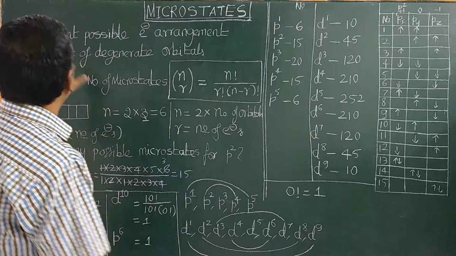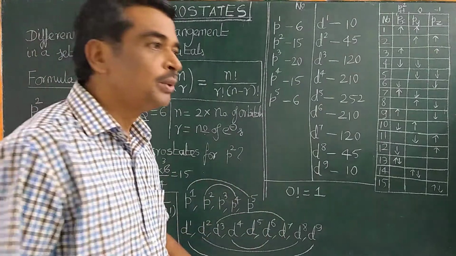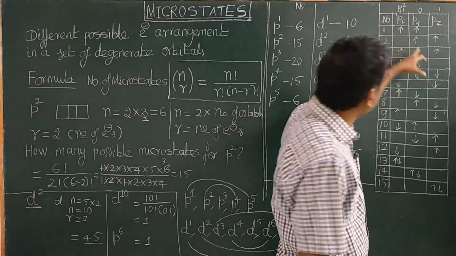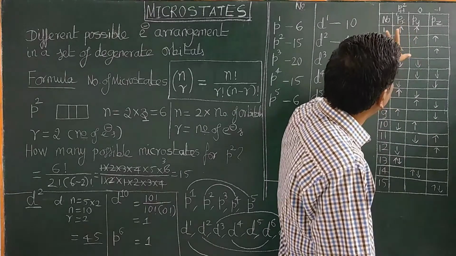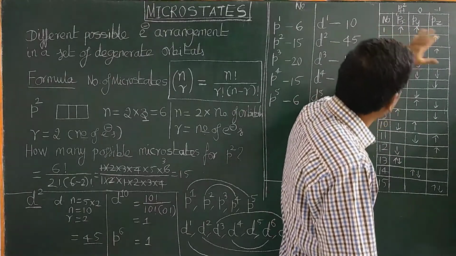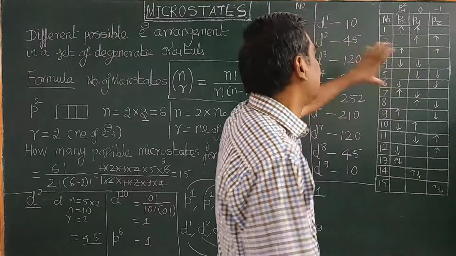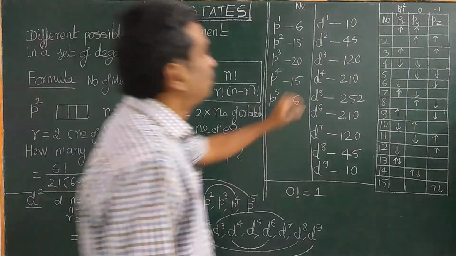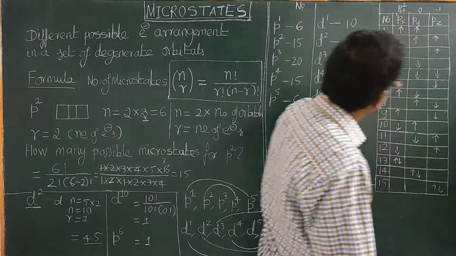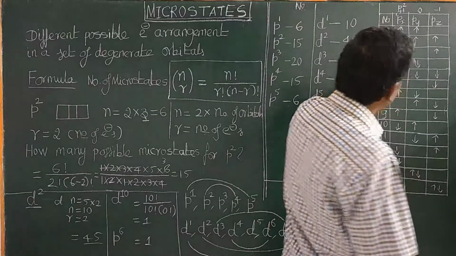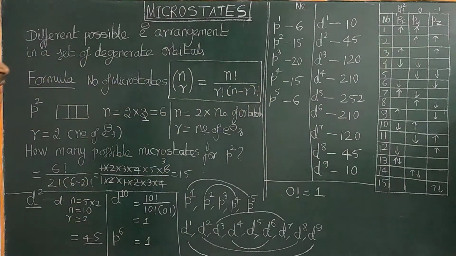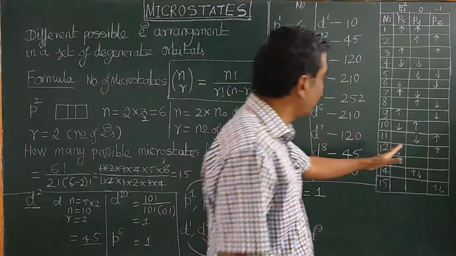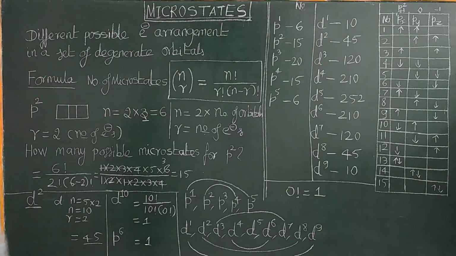So, what are microstates? Now we are able to define them. The different possible electronic arrangements in a set of triply degenerate orbitals, or a set of degenerate orbitals of slightly different energy. Each electronic arrangement is called a microstate. Collectively they are called microstates. For P2, there are 15 possible microstates, as I have shown here.